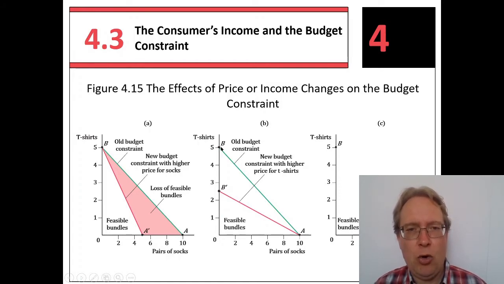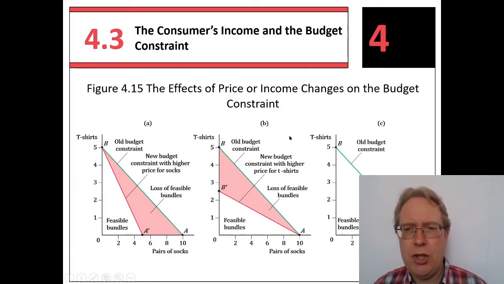But if I spend all my money on t-shirts, I now can only buy 2.5 t-shirts rather than 5, so the price has doubled. So this gives me my new budget line, and this gives me my new feasible bundles. And this is my loss of bundles.